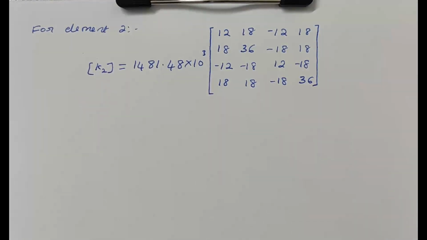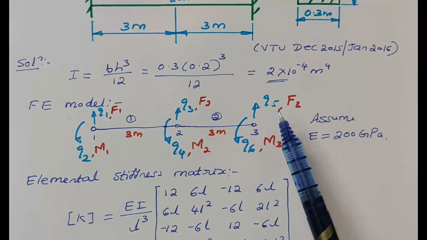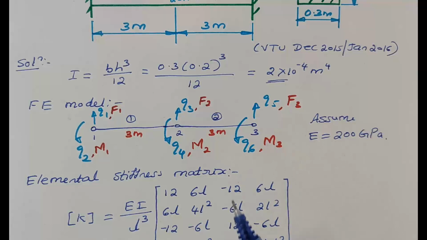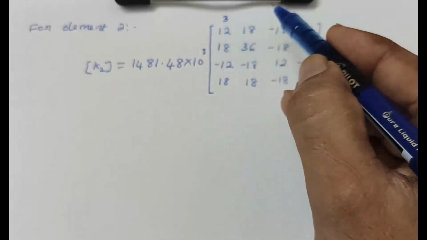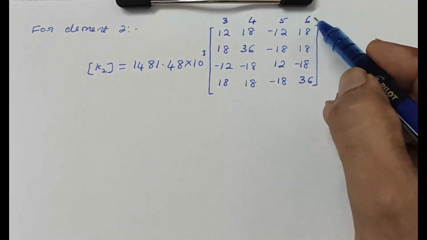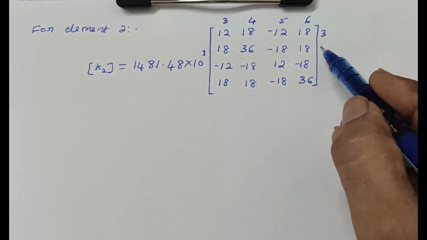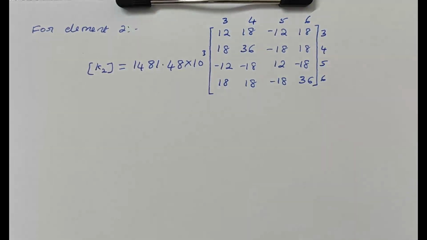Next is node numbering. See the FE model. Element number 2 connects node number 2 and 3. At node number 2 the degrees of freedom are Q3 Q4, and at 3 it is Q5 Q6. Therefore the numbering will be 3 4 5 6. Here also 3 4 5 6. Next is global stiffness matrix.